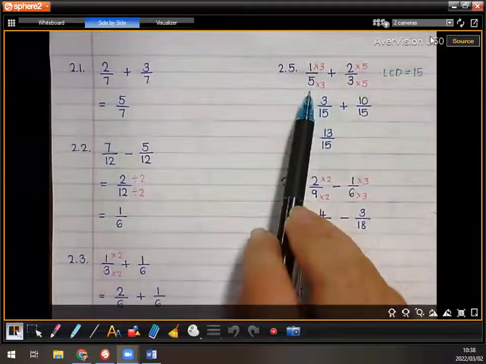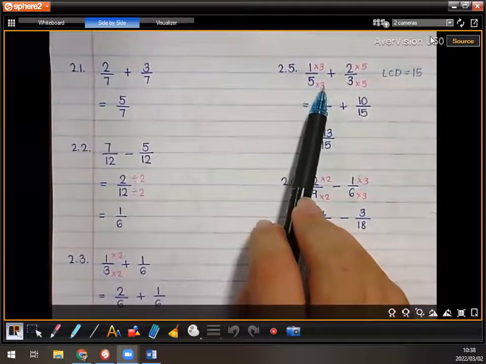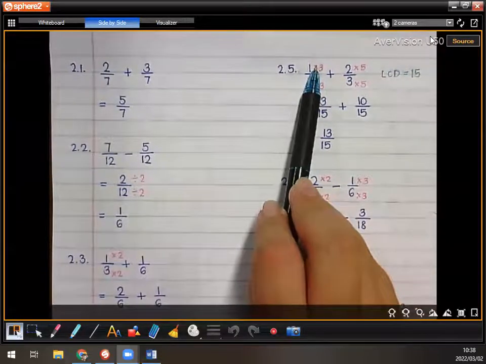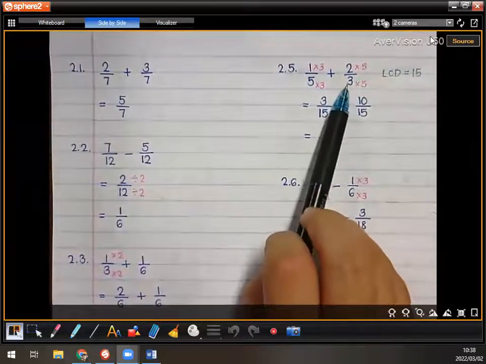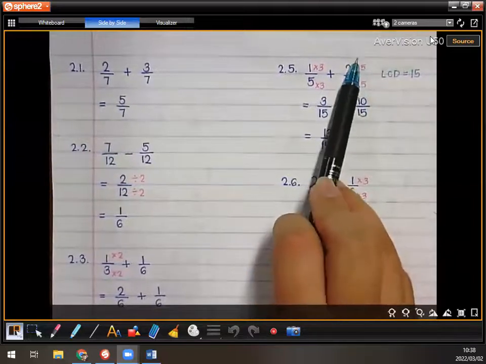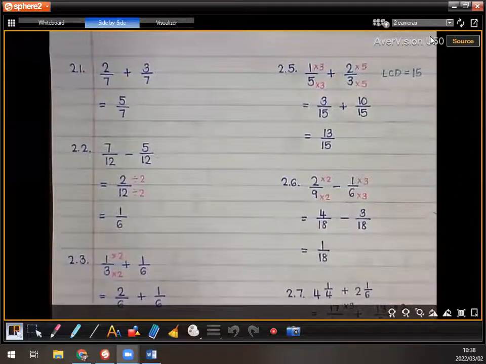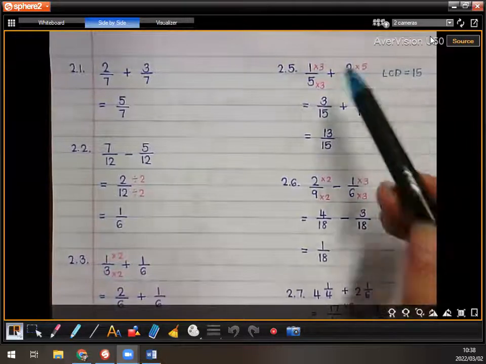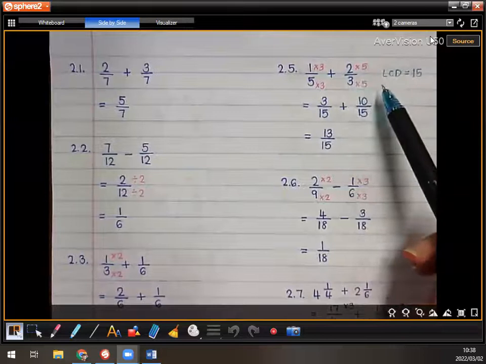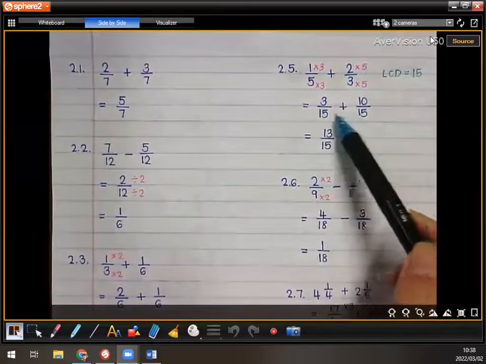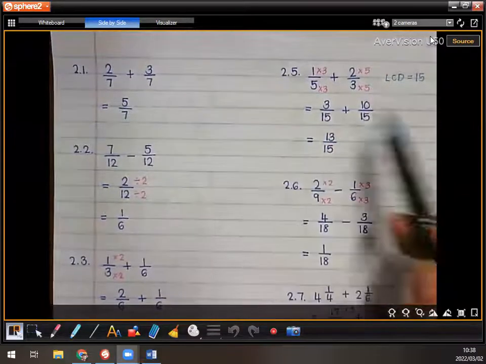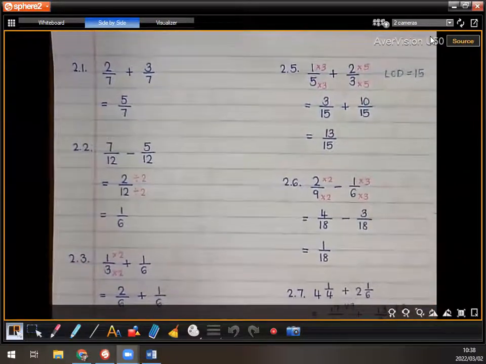So then you look at your denominator here, you say 5 times what is 15? 5 times 3. So then you do the same thing at the top. For this denominator, 3 times what is going to give you 15? 5. So you must multiply the top by 5 as well. Okay, so you then end up with 3 over 15 and 10 over 15. So you have the same denominators. You're going to keep that denominator as 15, but then you add those numerators together.